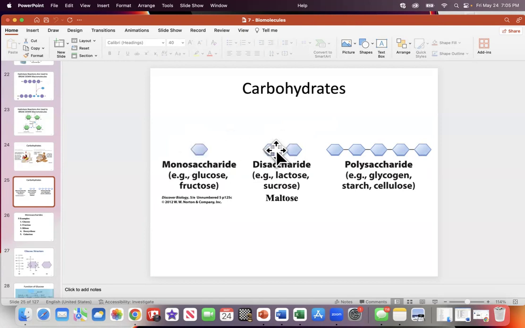And each one has examples. Monosaccharide: glucose, fructose. They're examples of monosaccharide. We will talk about it in detail. Disaccharide, you put two simple sugar together: lactose, sucrose, maltose. These three are examples of disaccharide. And when you combine more than two simple sugar together, it's called polysaccharide. And we have three examples. Glycogen, that's the animal sugar. Starch, that's the plant sugar. And cellulose, that's one you find in plants as well.